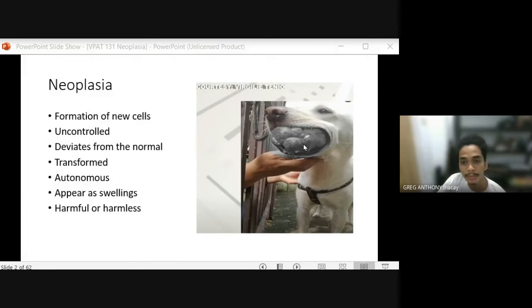So neoplasia is the formation of new cells on the tissues of the body. The uncontrolled growth of neoplastic cells deviates from the normal functions and orderly arrangement of a normal cell, hence becoming transformed. So neoplasms are autonomous and do not respond to the normal growth controls of the body. So these proliferating tumors may appear as swellings on the body surface, which could be harmless or harmful to the host. So we have an image here which shows an example of fibrosarcoma, which also blocks the oral cavity of the dog.